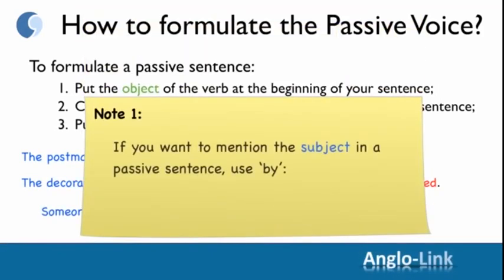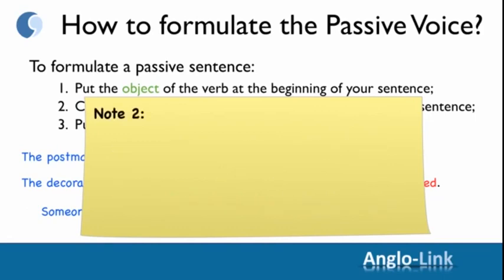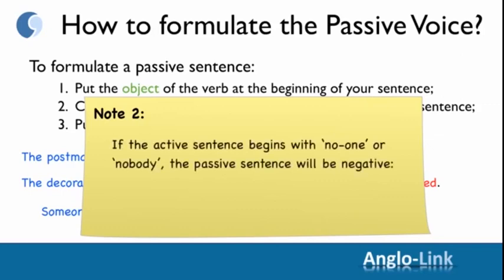A few notes. First note, if you want to mention the subject in a passive sentence, use by. My room is being painted by the decorator. Note 2. If the active sentence begins with no one or nobody, the passive sentence will be negative. For example, no one turned on the light. The light was not turned on.